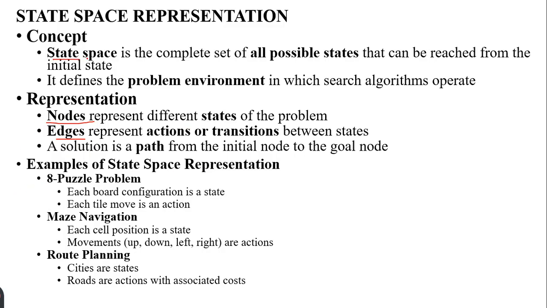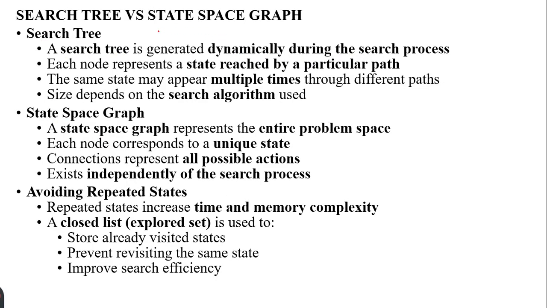So these are some examples of state space representation. Really, what is this state space? It is where all possible states are referred to. We are going to see about search trees and state space graphs. With the help of search trees, the tree is generated dynamically during the search process. Each node represents the state reached by a particular path. The same state may appear multiple times through different paths. The size depends upon the search algorithm used.